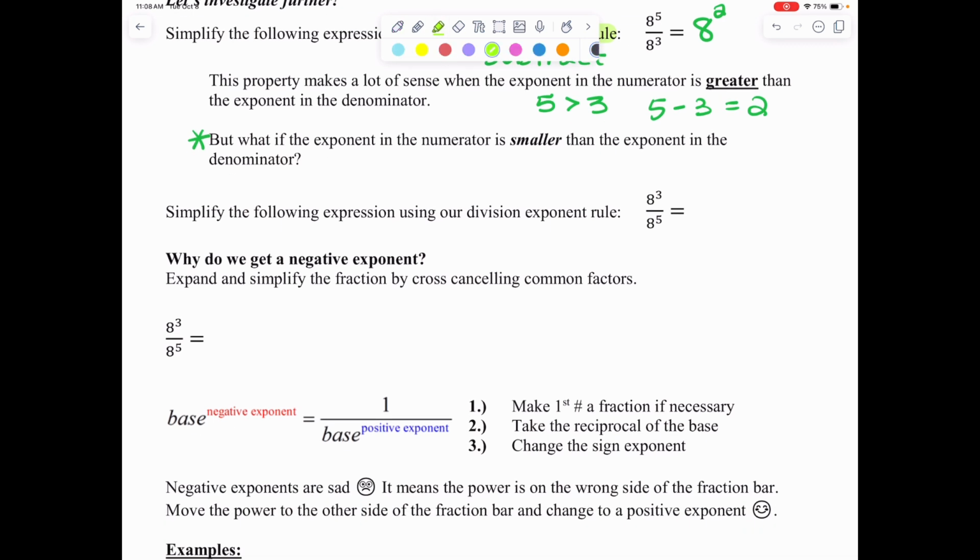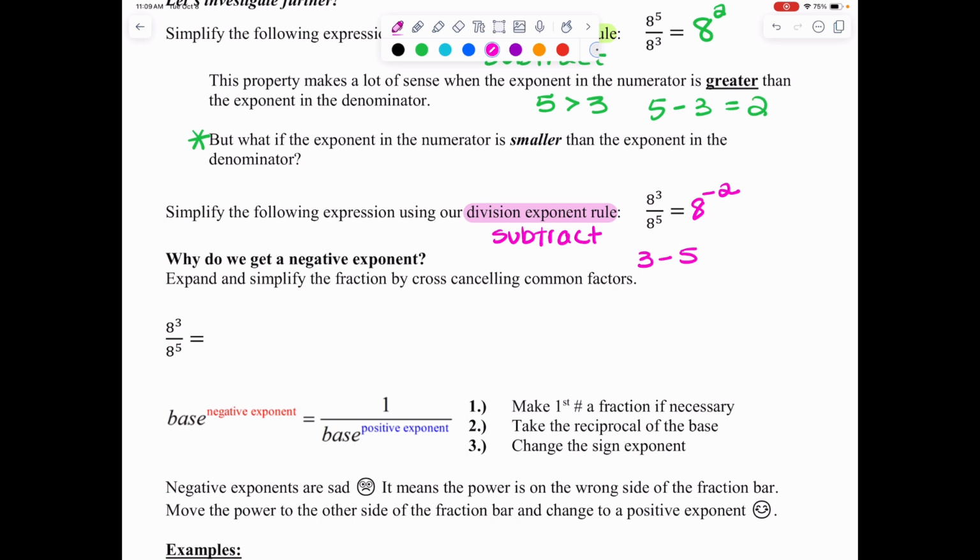Again, we're going to use a rule that we already know. We're going to simplify the following expression using our division exponent rule, which means we subtract. So if we continue to use our rule, we're going to keep our base of 8, and we're going to subtract our exponents, but we're doing 3, the top, minus the bottom. So for the very first time, the number on top is smaller than the one on the bottom. When I subtract these, 3 take away 5 is actually -2. So we're going to run into negative exponents anytime the exponent on the bottom is larger than the one that's on top.